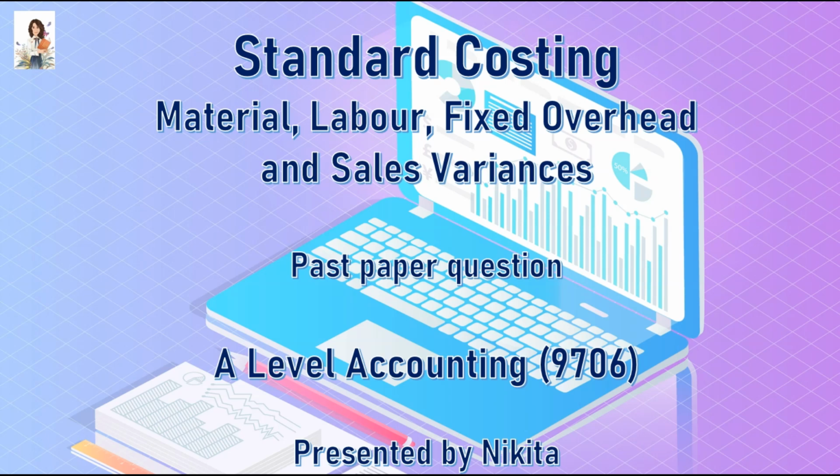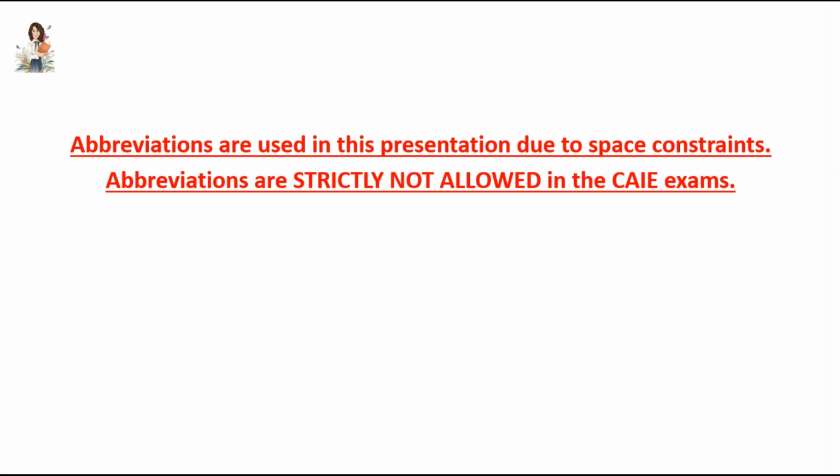In this video, we will solve a recent past paper question involving a mix of material, labor, fixed overhead and sales variances. But before we proceed, please note abbreviations are used in this presentation only due to space constraints. Abbreviations are strictly not allowed in the Cambridge exams. With this in mind, let's get started.